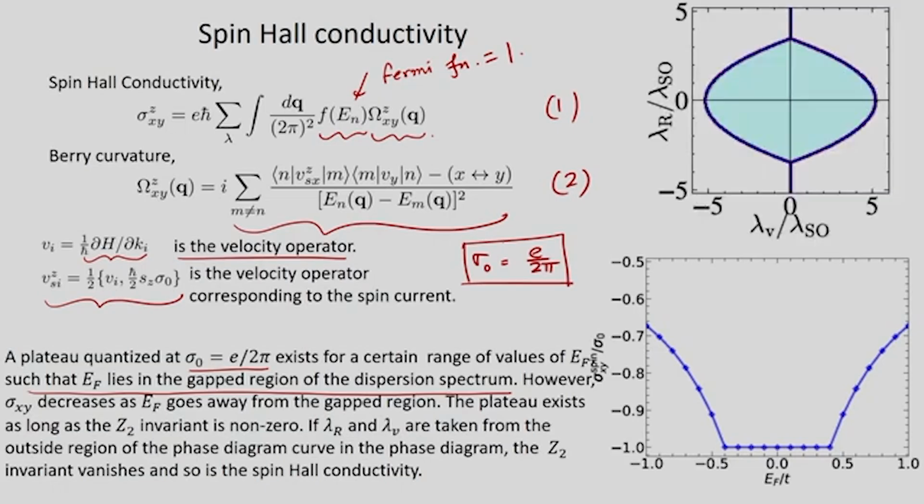Okay. And so, if lambda r and lambda v are taken from the region outside, that is this white region here or here or here or here, then of course the Z2 invariant vanishes, and the plateau structure vanishes as well. Okay. So, this is by and large what one gets from the Kane Mele model, and the explicit calculations of all the quantities that are of importance are presented here.